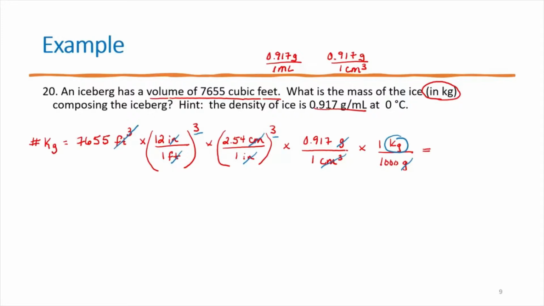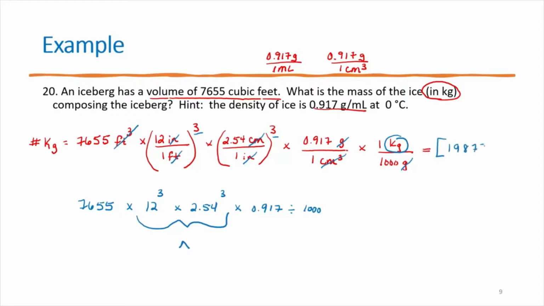Make sure when you plug this in your calculator, you're careful. You've got 7,655 times 12 to the third times 2.54 to the third times 0.917 divided by 1,000. Make sure you're remembering to raise these to the third power, which again is usually that little caret symbol or triangle without the bottom on your calculator. When you calculate this out, you should get a calculated answer, 198,773.9. Now you have to look back at sig figs. This has 4 sig figs.